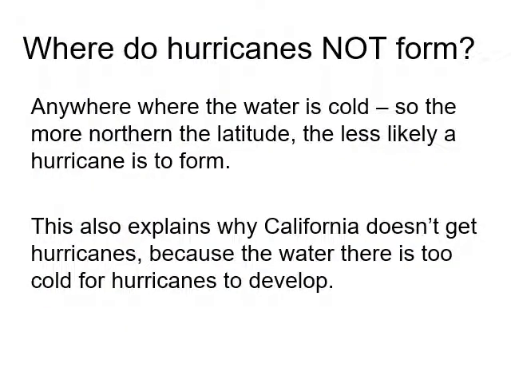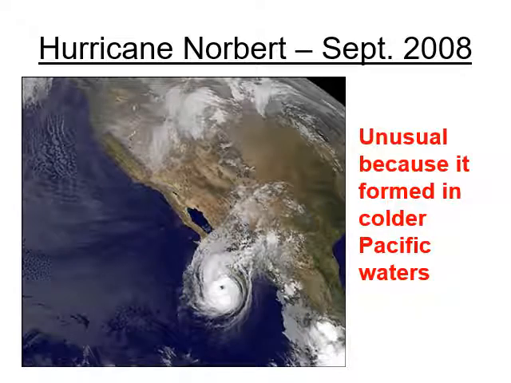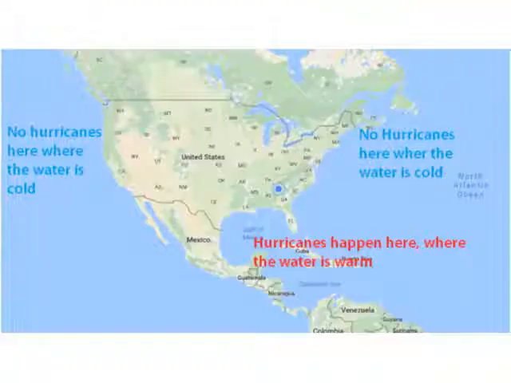Well, where do hurricanes not form? Anywhere where the water is cold. So the more north you get, especially you go out of the tropics, the water's just not warm enough for a hurricane to form. This is also a reason why California doesn't get too many hurricanes, because we know the water of the Pacific near California is just too cold to have a hurricane form. Now, it's not impossible. This happened with Hurricane Norbert in September 2008. They got a hurricane over there off of Baja, California. And that's a little bit closer to the equator, but still it's kind of rare because that water out there is cold, not nearly as warm.